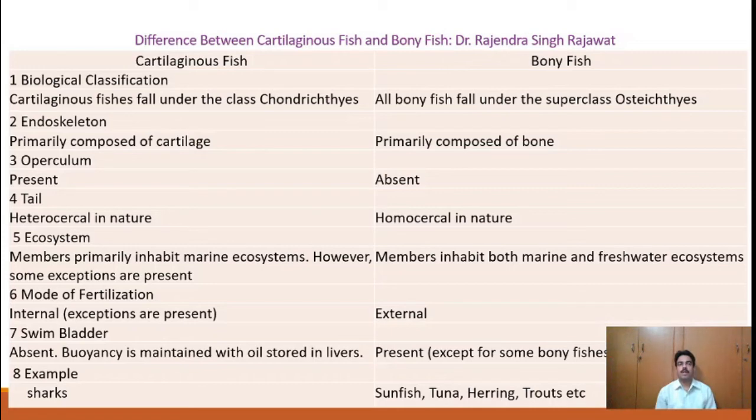The most common example of cartilaginous fishes is the shark, whereas examples of bony fishes are sunfish, tuna, herrings, trout, etc.